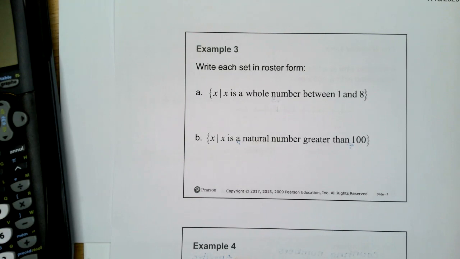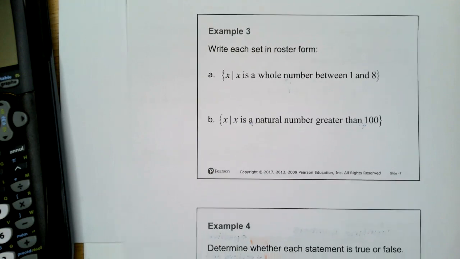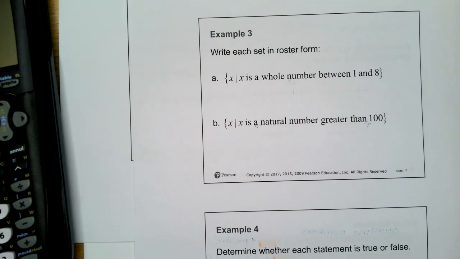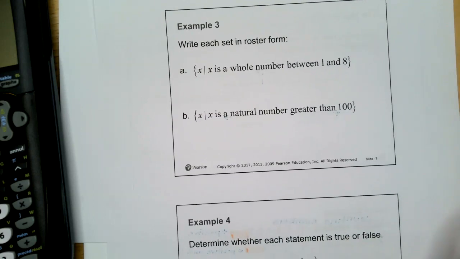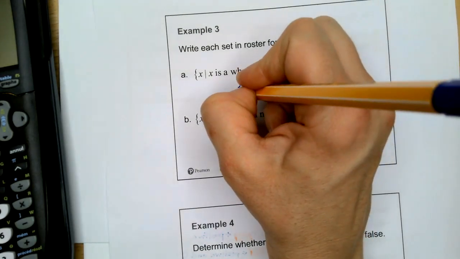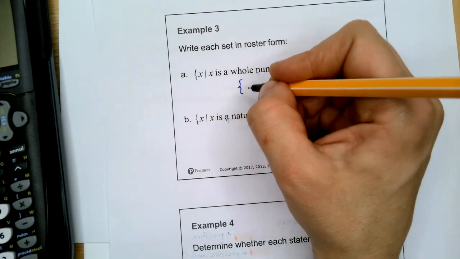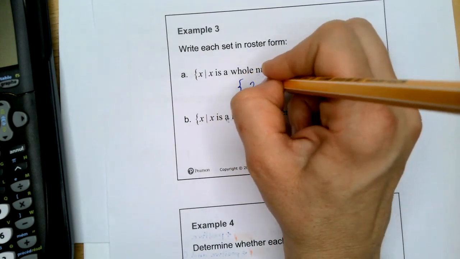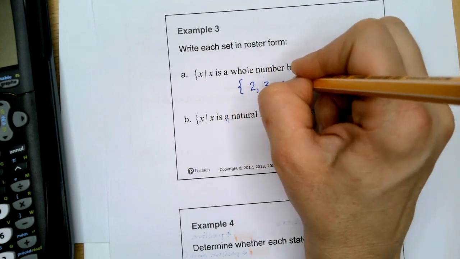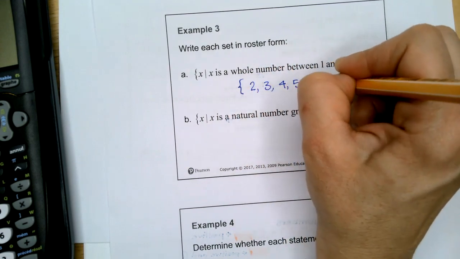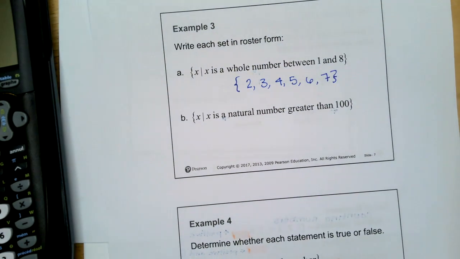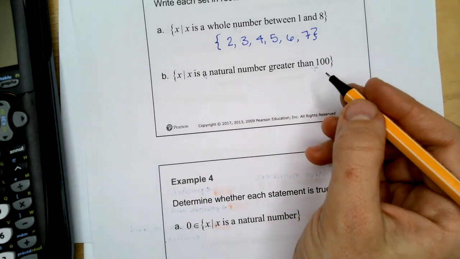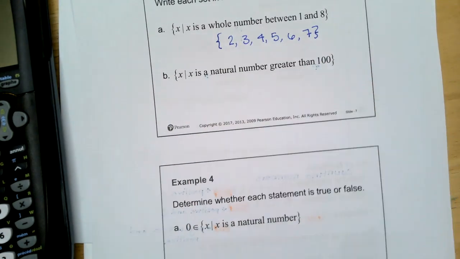All right. So write each set in roster form. These are in set builder. We're translating them into roster form. X such that X is a whole number between 1 and 8. So I'm just going to put my bracket down between 1 and 8. It doesn't include 1. So I'm going to start at 2, 3, 4, 5, 6, and 7, and I'm done.